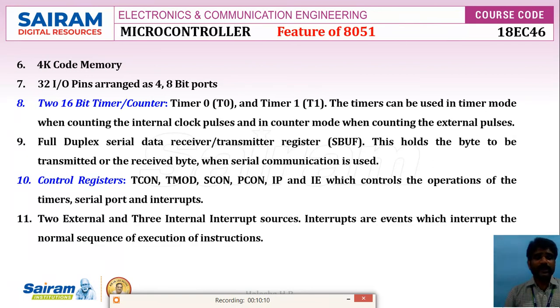And as I said, interrupts. It has two external interrupts and three internal interrupts. Sometimes we consider reset is also an interrupt, then it will be a total of six interrupts. As you know, an interrupt is an event which interrupts the normal sequence of execution. And the last feature is the oscillator and clock circuit.